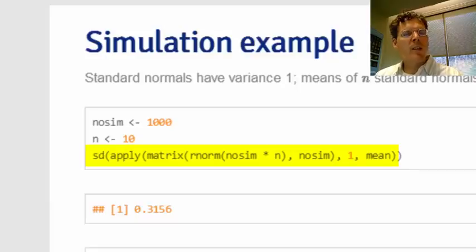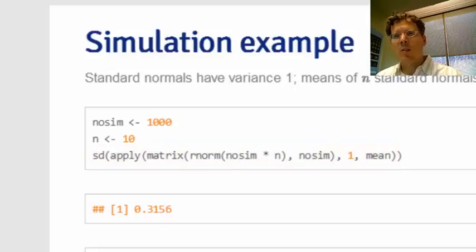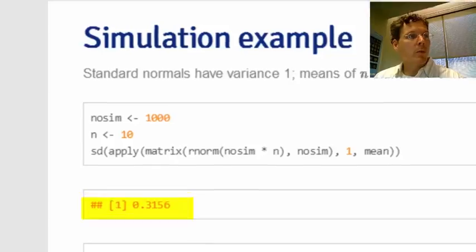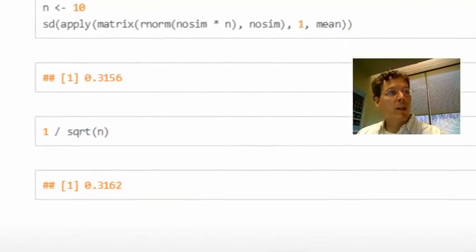I've done that lots of times, so when I take the standard deviation of these, it should be a good approximation of the standard deviation of averages of 10 draws from the standard normal distribution. If you don't think so, maybe add a couple extra zeros to the number of simulations, but not too many because your computer will get stuck. If you do that, you get 0.31 or around 0.32. If you just take 1 over square root n, that's 0.31 or around 0.32. So they have to be the same.